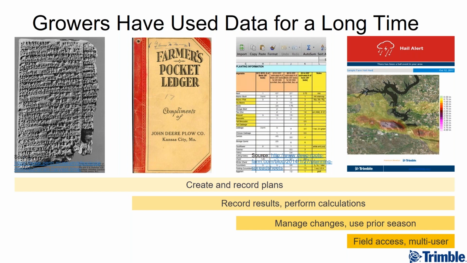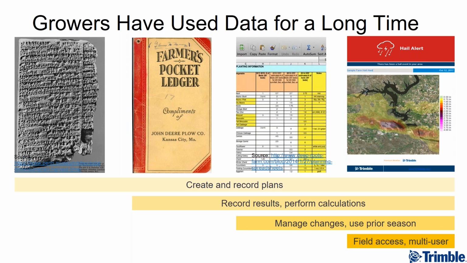The two on the right, the Excel sheet and software, make it a lot easier to manage the changes. And it's a lot easier to use data from the prior season in the current season without a lot of extra work. What cloud-based software provides is access to that data in the field using your smartphone, and it's also multi-user. And what do we mean by that?